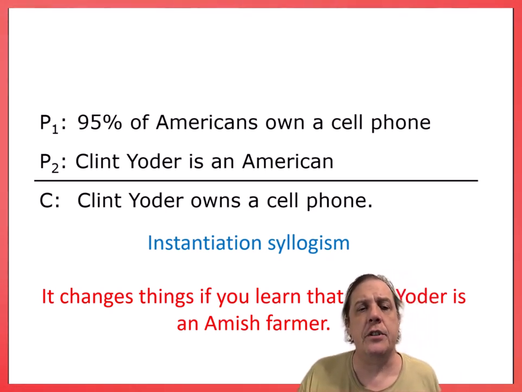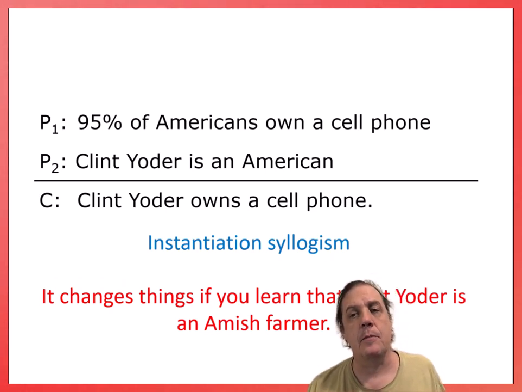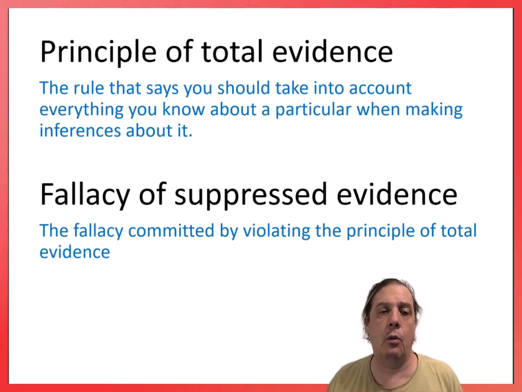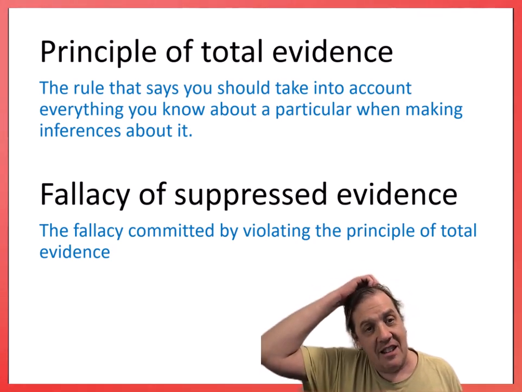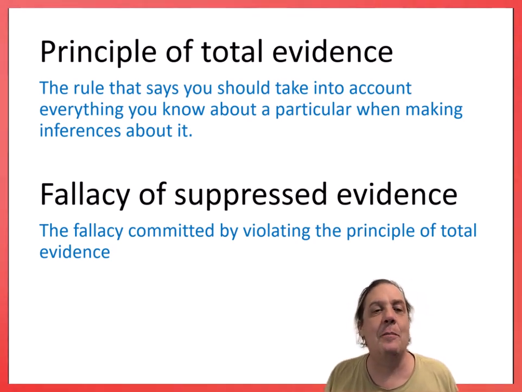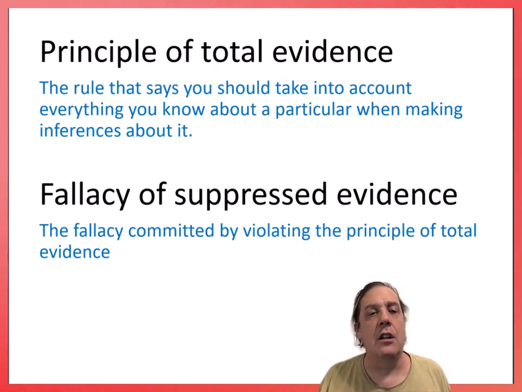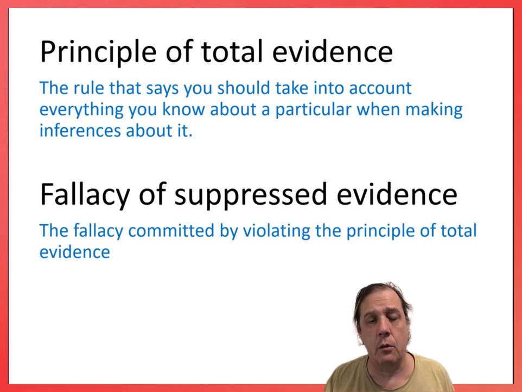So with each argument scheme, there are critical questions that you can ask, and when you get the wrong answer for those questions, when it turns out the argument is bad, you generally say that a fallacy is being committed. So here what we have is what's called the fallacy of suppressed evidence. It's a fallacy, and that just means you left out a crucial detail that changes everything, right? And lying behind that is a general principle of reasoning, the principle of total evidence. This is the rule that says you should take into account everything you know about a particular case when making inferences about it.